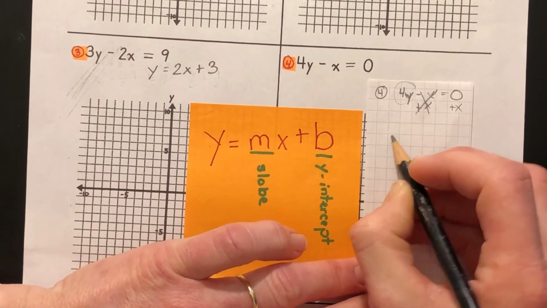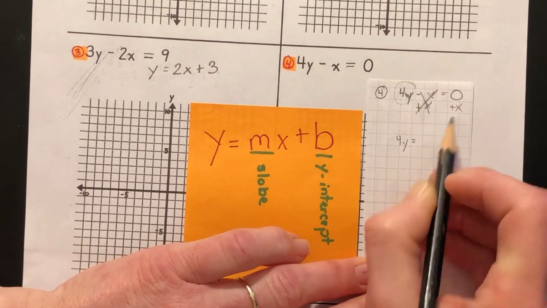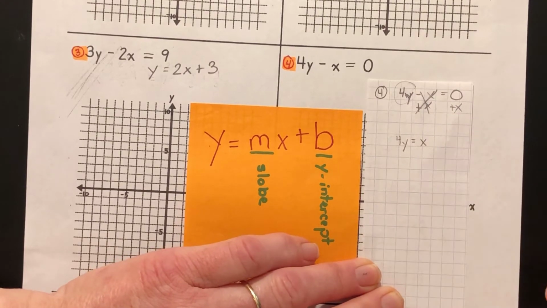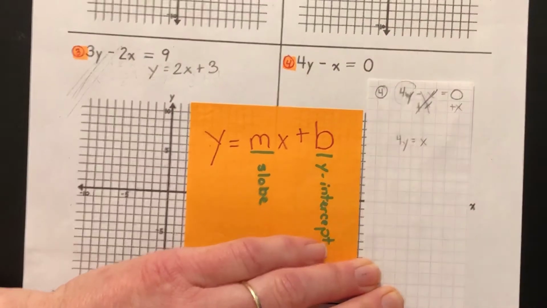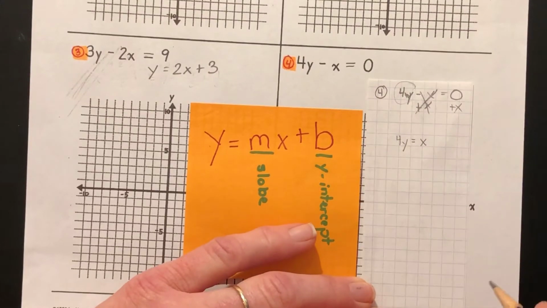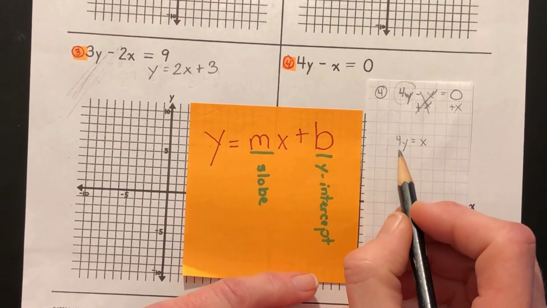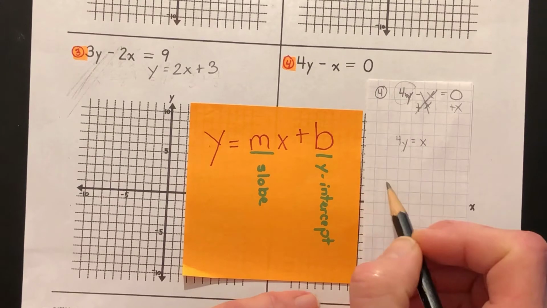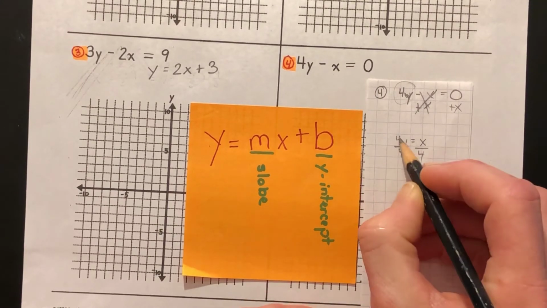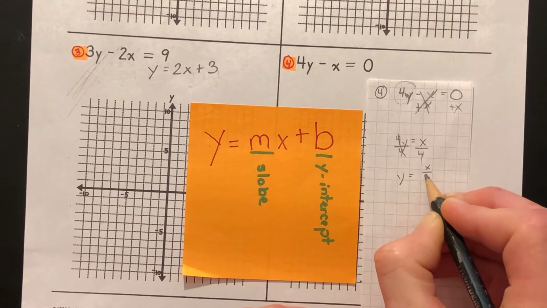That cancels out, and so I have 4y equals x. I can put plus 0 or leave it. If you have nothing, just leave it blank. So I have 4y equals x. Interesting. Now, I need to isolate just the y. So the opposite of times 4 is divided by 4. That cancels out, so I have y equals x over 4.